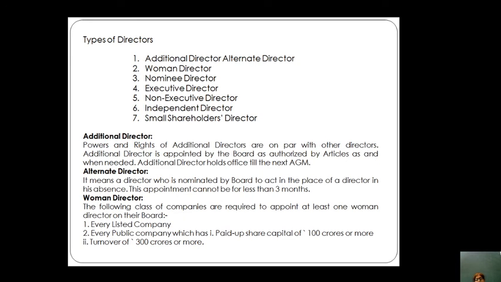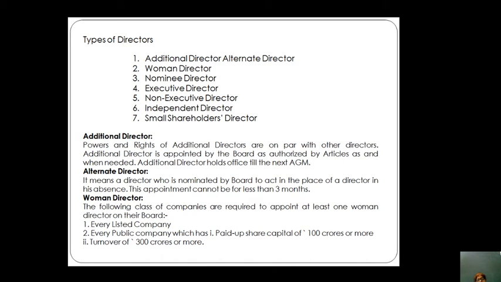Now, woman director. The following class of companies is required to appoint at least one woman director on their boards. Every listed company. So this is a special class of company. Which company? Listed company. And listed company means what? That public company which is listing its shares on a stock exchange and selling its shares to the shareholders. But before that they have to list, they have to enroll themselves in the stock exchange.